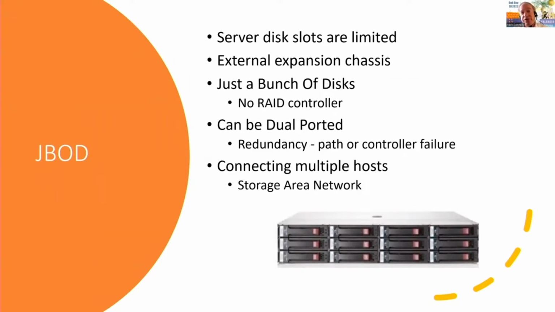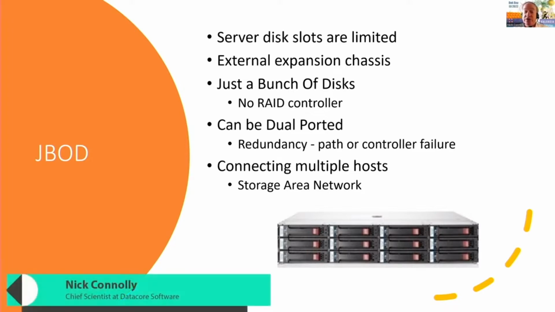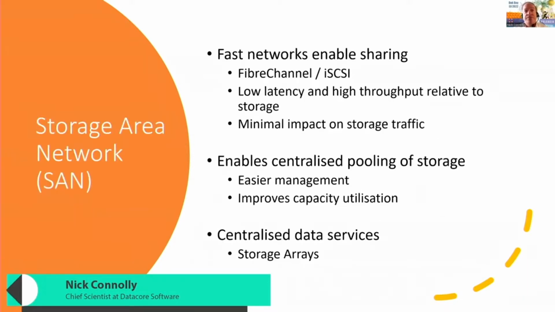There are a limited number of disk slots inside a server, so an expansion chassis called a JBOD is often used. It stands for just a bunch of disks, and that's what you get. There's not usually a RAID controller in the chassis. The JBOD can be dual ported, which gives you two connections to the storage, but this is primarily for redundancy in the event of a path or controller failure. It doesn't automatically give you shared storage. If that's the goal, use a storage area network instead.